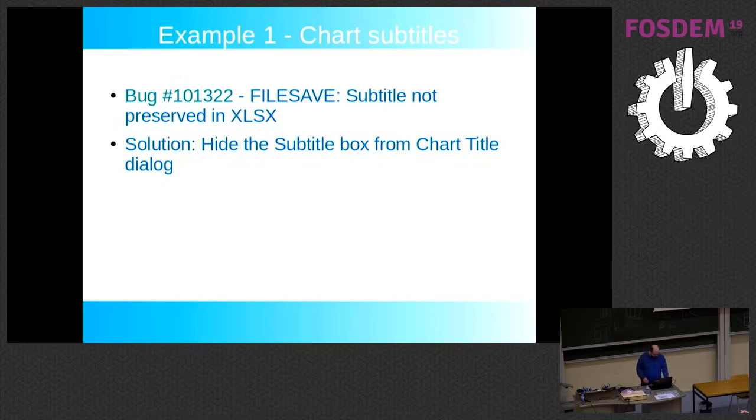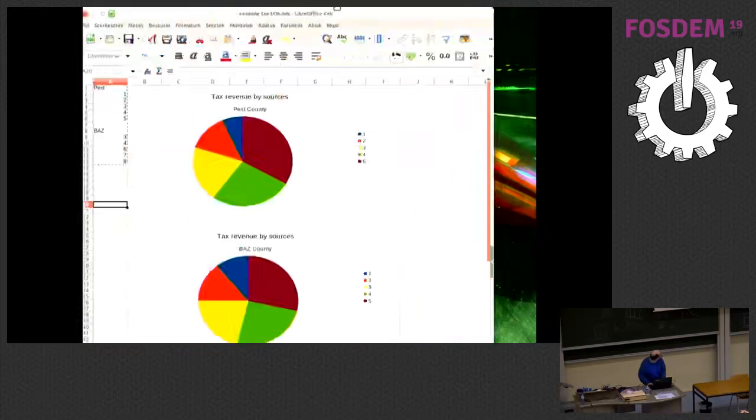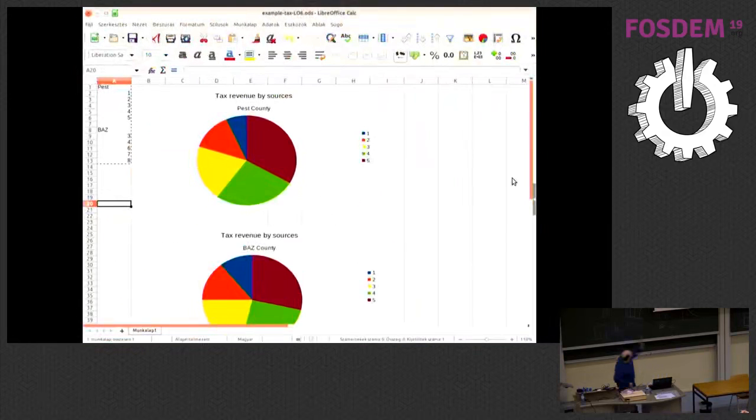I actually prepared a demo for this. So hopefully I can show. Not this one, this one. So in LibreOffice 6, you can create chart subtitles like this in ODF. Works very fine until you are trying to save this into XLSX, which we are trying.